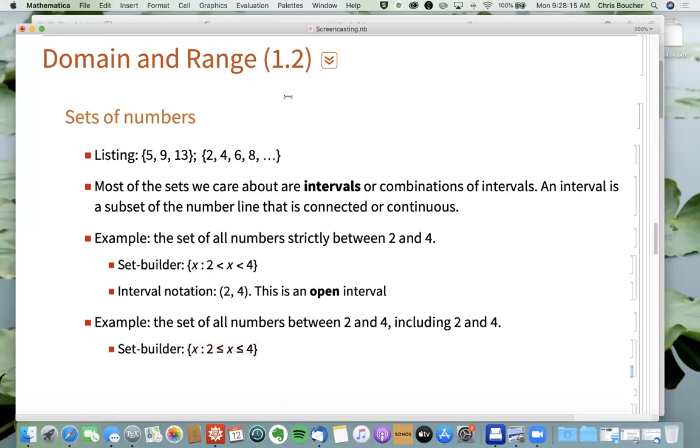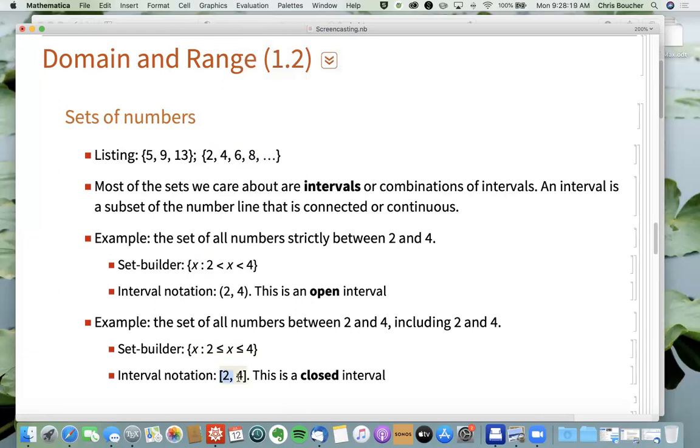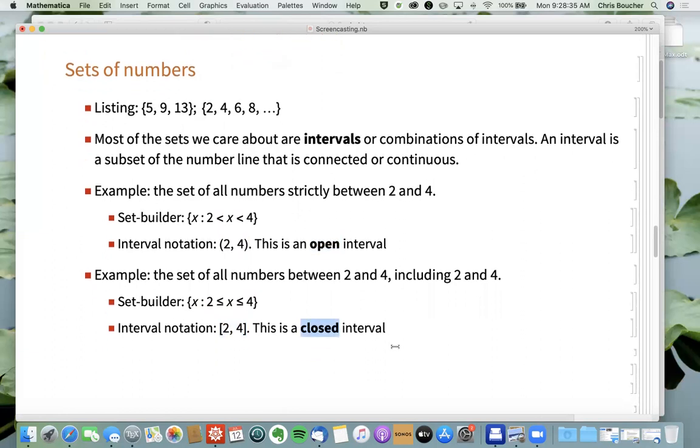In interval notation, what we'll do is instead of using parentheses, we'll use square brackets. So this is an important distinction. The parenthesis means that that endpoint is not included in the interval. The square bracket means that the endpoint is included in the interval. Intervals with parentheses are called open. Intervals with square brackets are called closed.